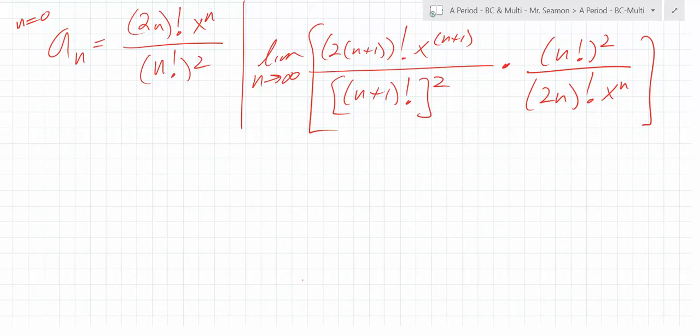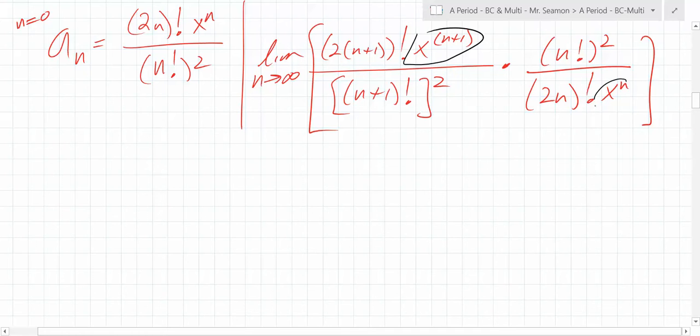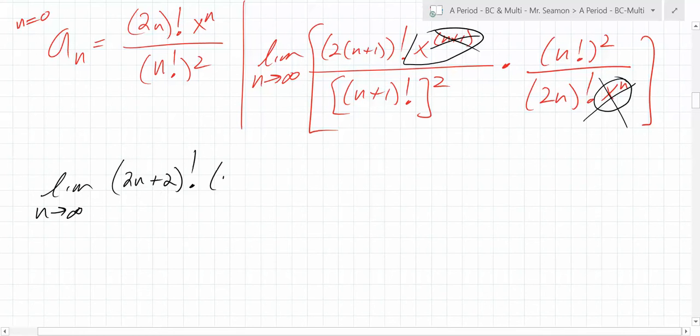So let's just take apart the ones we can really focus on right now. How about this and this? That goes away, right? Yes. And that goes away. Okay, I'm cool with that. Now I'm just going to stop at this point and write it out again. And what do I end up with? I have 2n plus 2 factorial times n factorial squared.